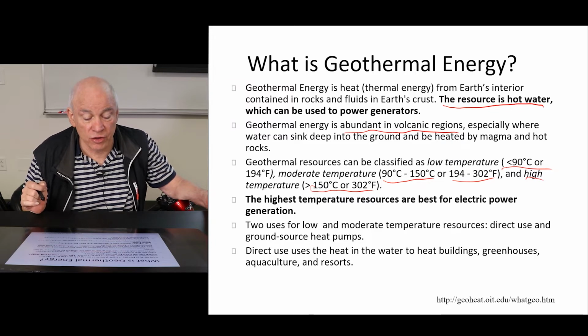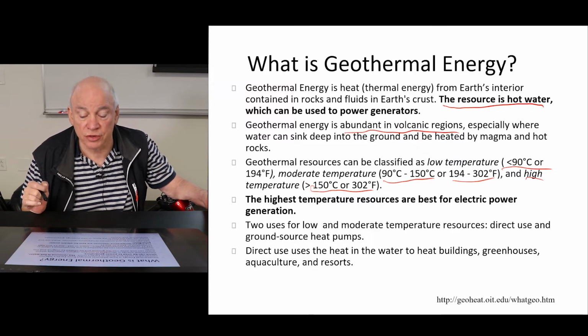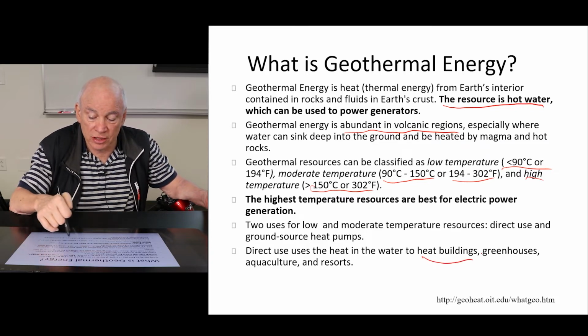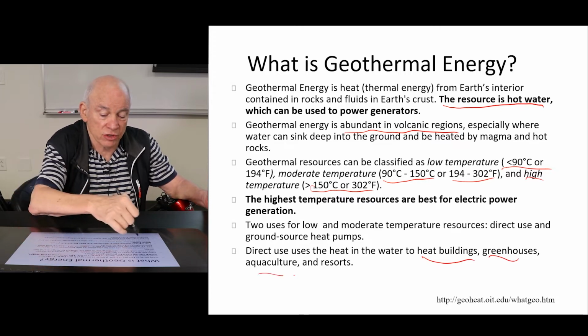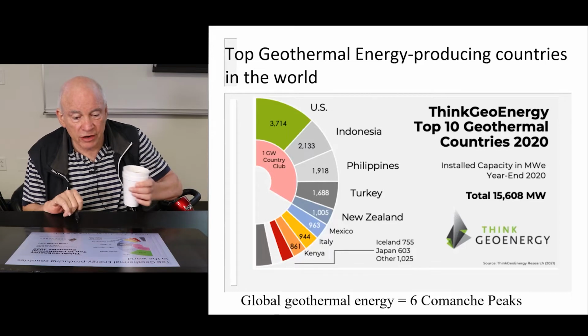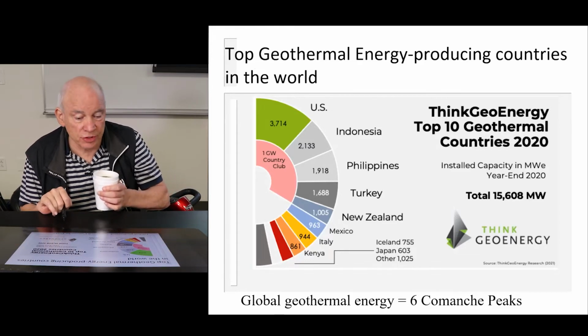So there are uses for low and moderate temperature resources. You can use them directly, say to heat a house or a greenhouse, and you can also use them for heat pumps. The direct use uses the heat in the water to heat buildings, greenhouses, agriculture, and resorts. All right, so here are the top geothermal energy producing countries in the world.